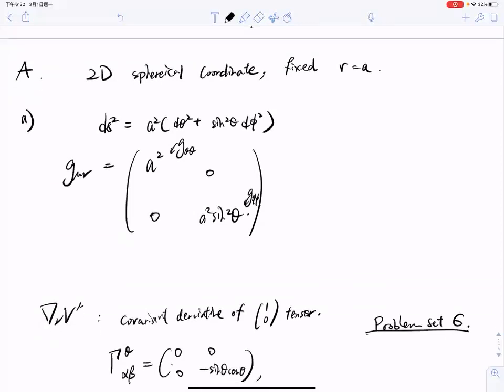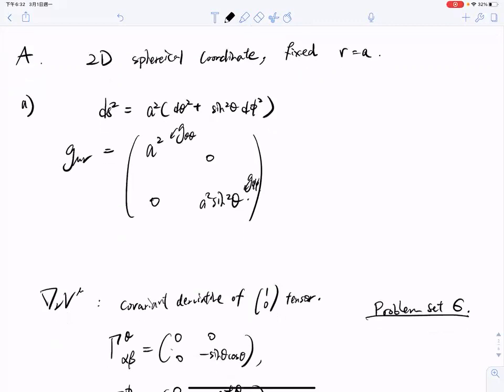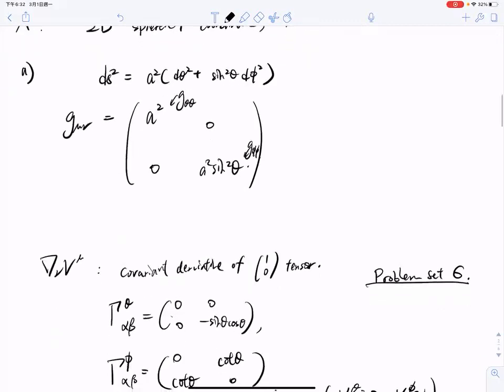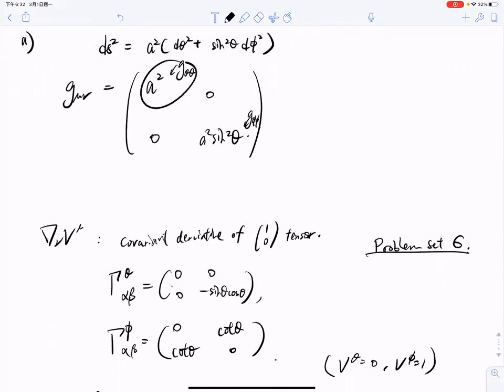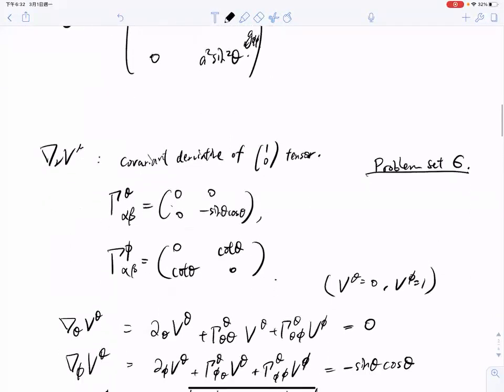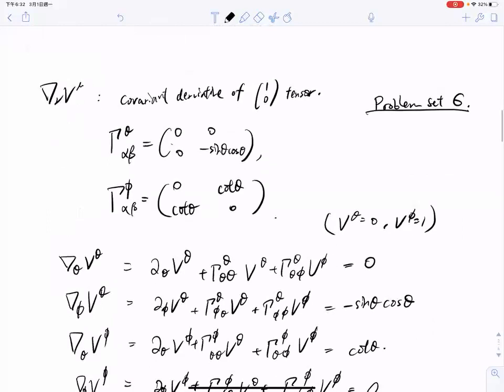We adopt spherical coordinates and fix r equals a. We have such a ds squared line element. First of all, we have to write down the metric tensor in order to calculate the covariant derivatives. Basically, we only have the g theta theta and g phi phi components. Then we go through the covariant derivative of the vector, which corresponds to the covariant derivative of a one-tensor.